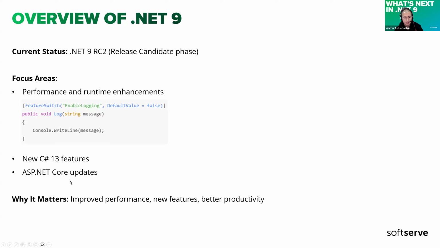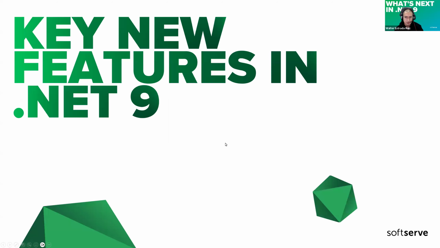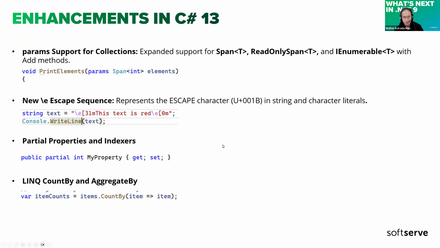More improvements in ASP.NET Core updates, but there are many more improvements. Let's say, for example, AI building blocks, ML.NET, Entity Framework Core 9, Windows Presentation Foundation, Windows Forms, etc. There are many improvements, so today we're going to cover just a few of them, mainly focused on C# 13 and ASP.NET Core 9 updates. So let's get started with the enhancements in C# 13.